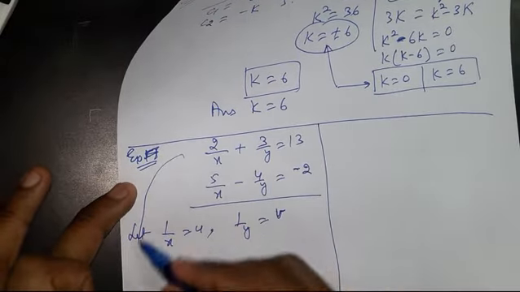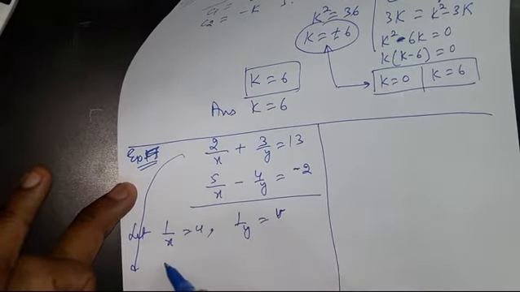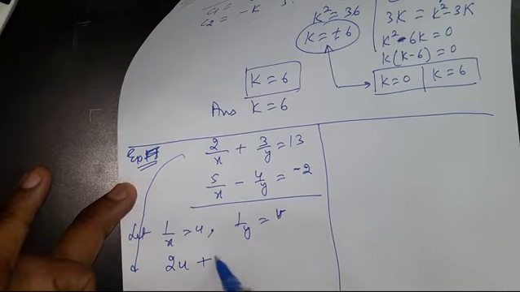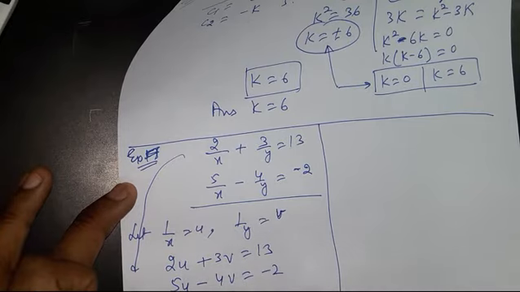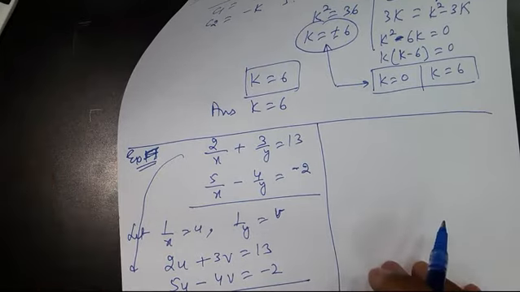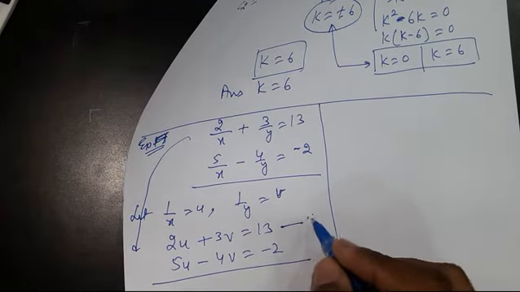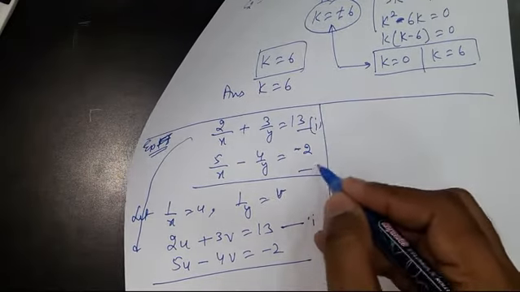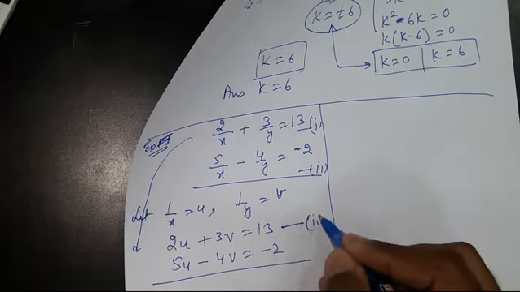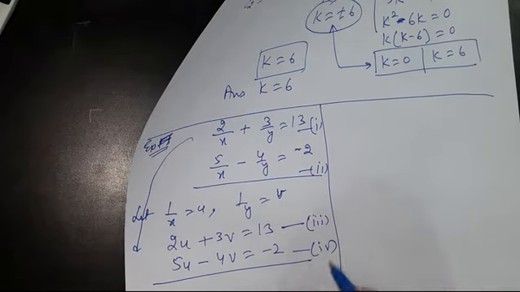So just convert these equations, so it will be 2u plus 3v is equal to 13 and 5u minus 4v is equal to minus 2, like this. So what will happen there, just solve these u and v now. Let us suppose this is the first equation, this is the second equation, this is the third equation, this is the fourth equation.